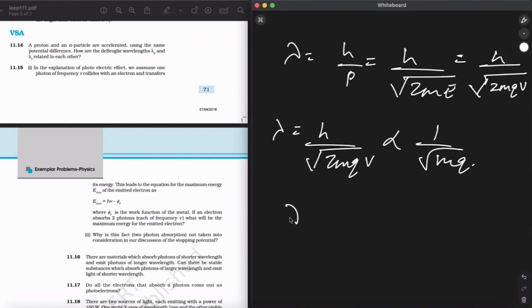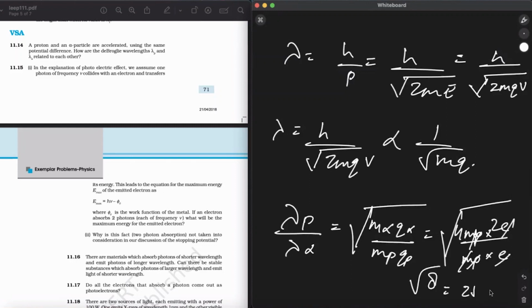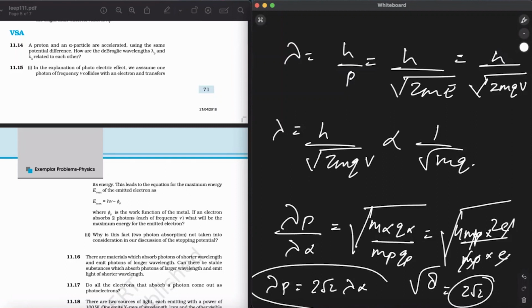Now lambda for proton upon lambda for alpha: the mass of proton times the charge of proton, compared with the mass and charge of alpha. So under root 8 will be equal to 2 root 2. So lambda p is equal to 2 root 2 times lambda alpha. This is the answer. This is a very short answer only.